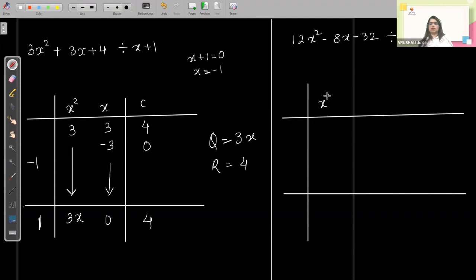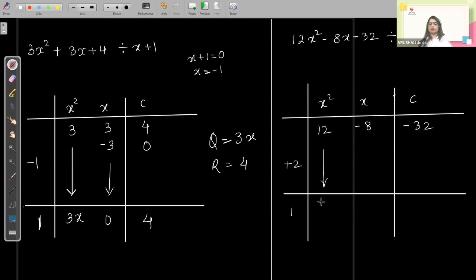So we have the x square, x and 32. We have 12, minus 8 and 32. This is a constant. And we have a minus 32. This time this will be a plus 2 and the 1 is the power. And then we will write here the remainder side, correct?